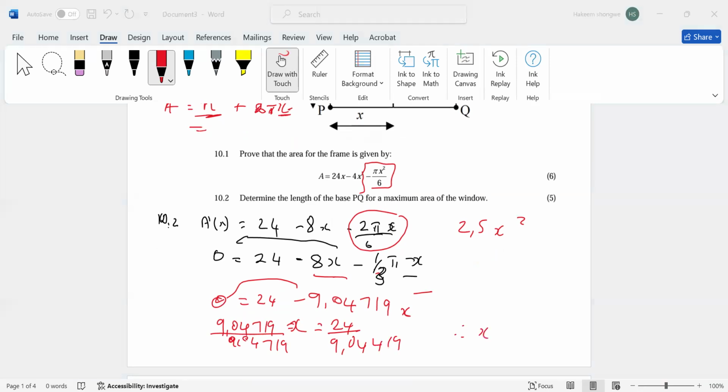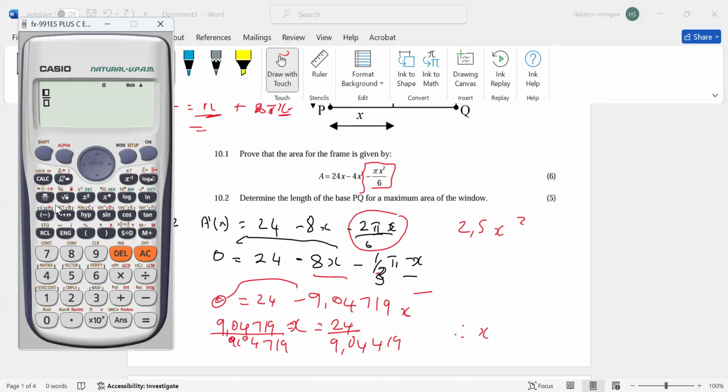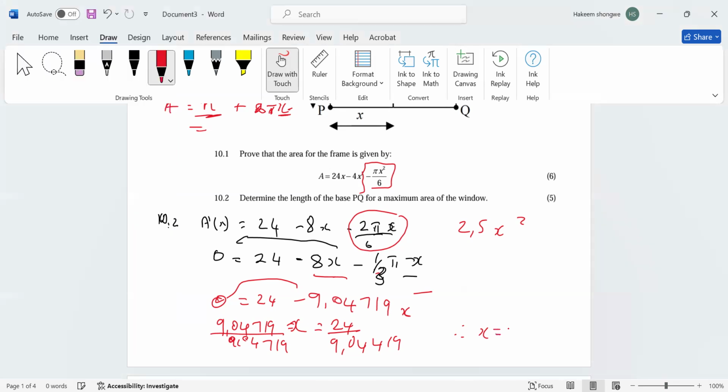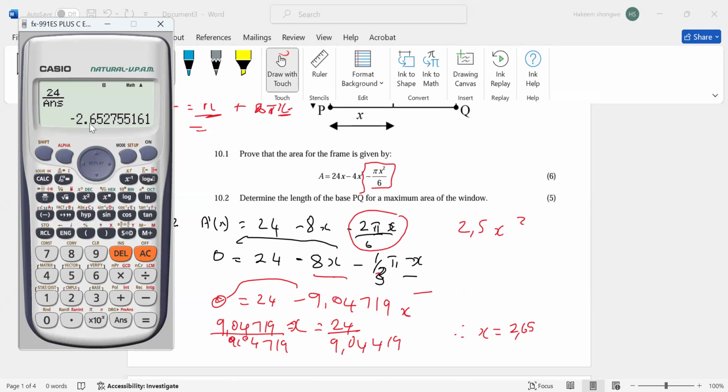How would I do it? Because I know how to play with the calculator. I already have 24, but it won't work because that one was negative. So it's 24 divided by the answer. But I want the positive answer. So x is going to be 2.65. Yes. Like this. Okay. So we have 2.65, so we take the positive one. Okay, sharp. Now, what did they want, Bona?